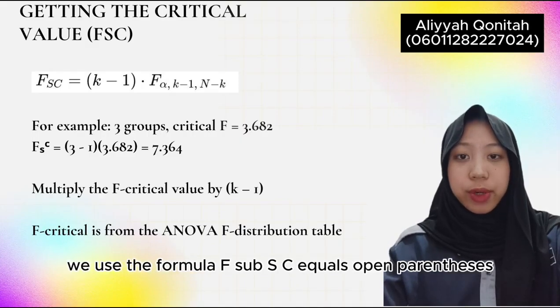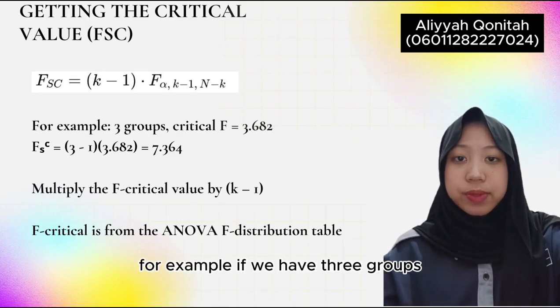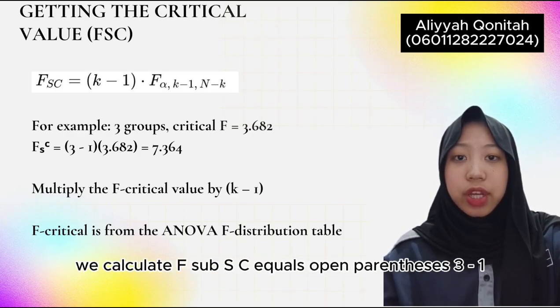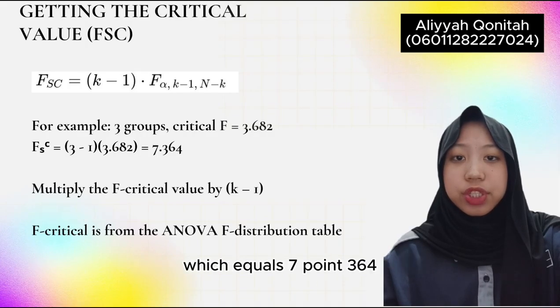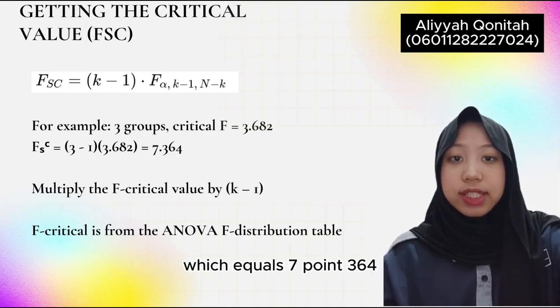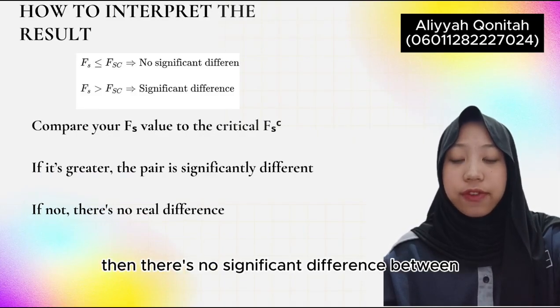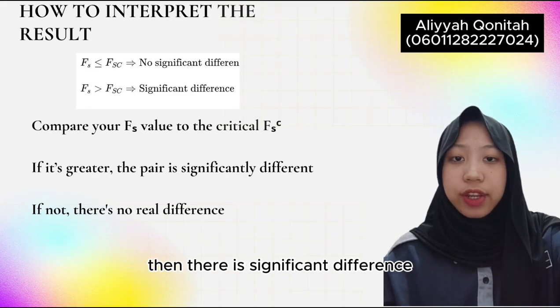To get this, we use the formula F sub SC equals open parenthesis K minus 1 close parenthesis times F alpha. For example, if we have 3 groups and our critical F value from the ANOVA table is 3.682, we'll calculate F sub SC equals open parenthesis 3 minus 1 close parenthesis times 3.682, which equals 7.364. If our F sub S value is less than or equal to F sub SC, then there is no significant difference between the groups. But if F sub S is greater than F sub SC, then there is a significant difference.